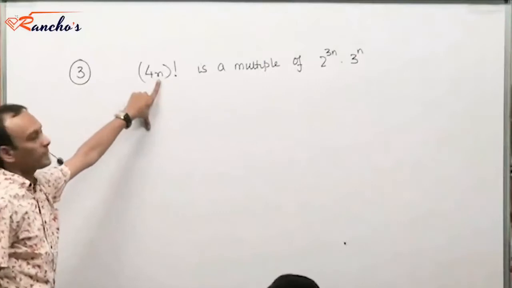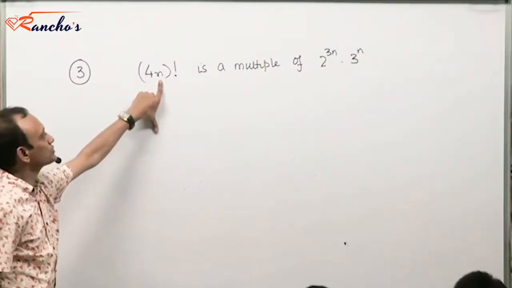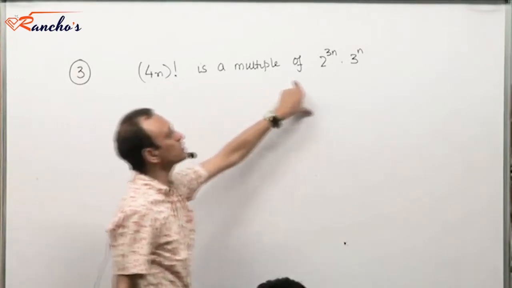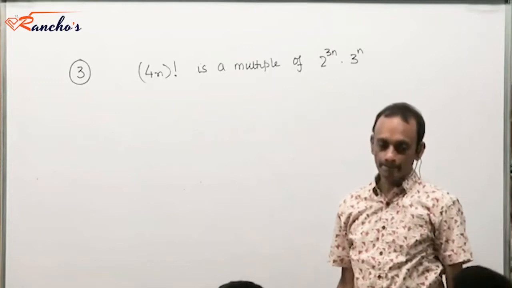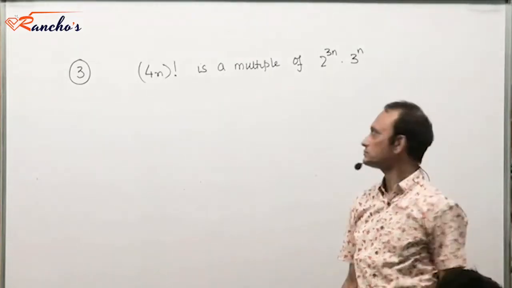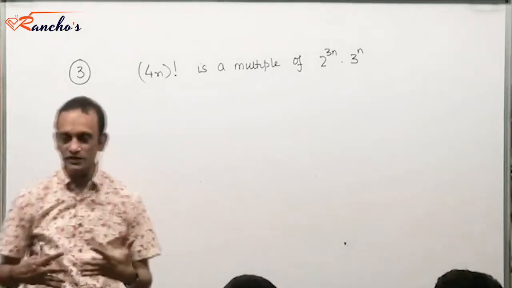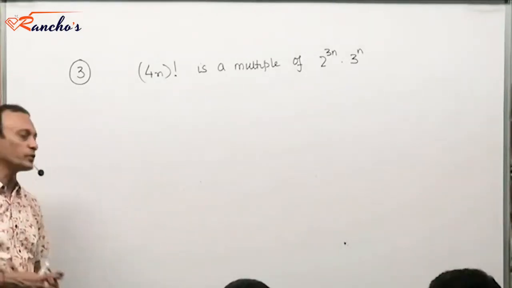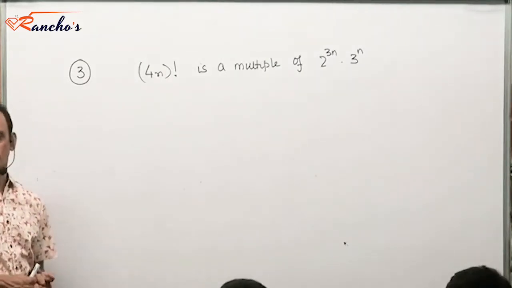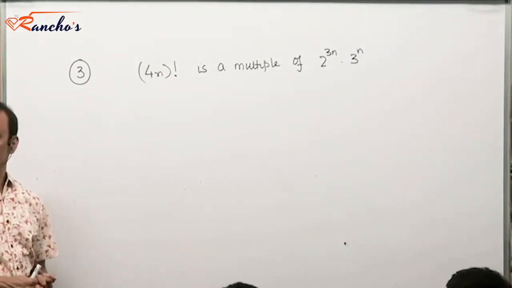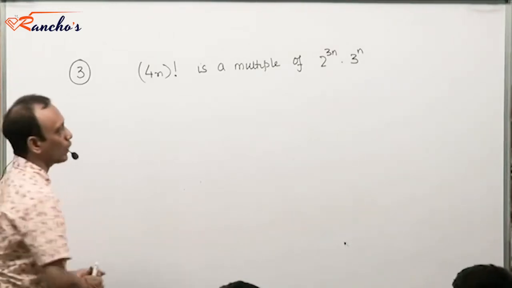Now, n is a natural number and we want to show that 4n factorial is a multiple of 2 to the power 3n into 3 to the power n. Okay. One, of course, could do it using an inductive approach, mathematical induction, and other ways. But let's do it using combinatorics. How?